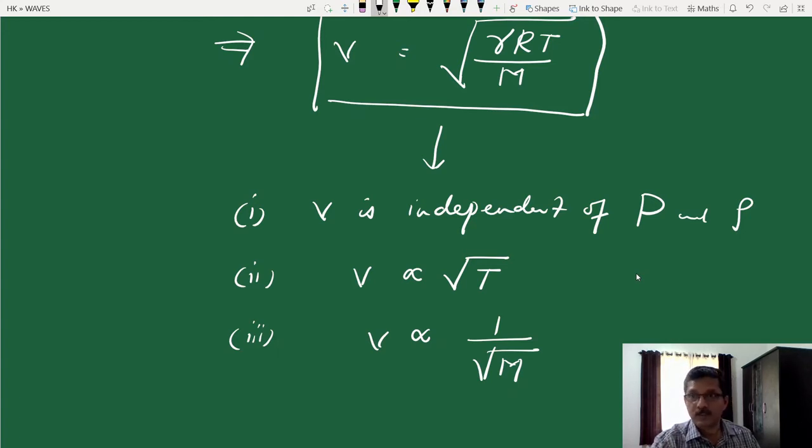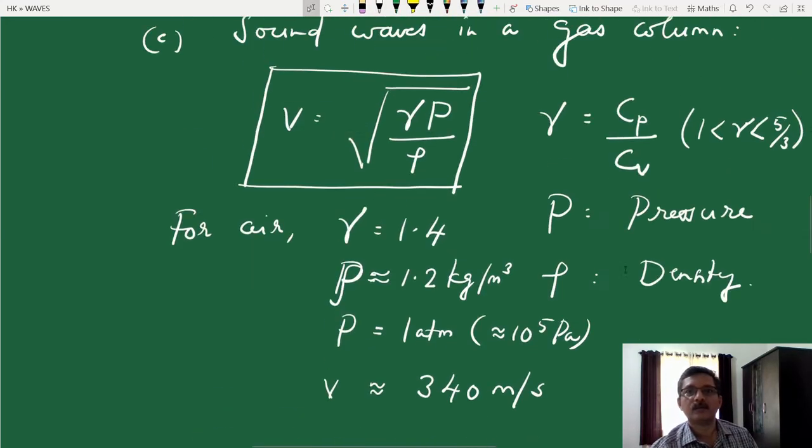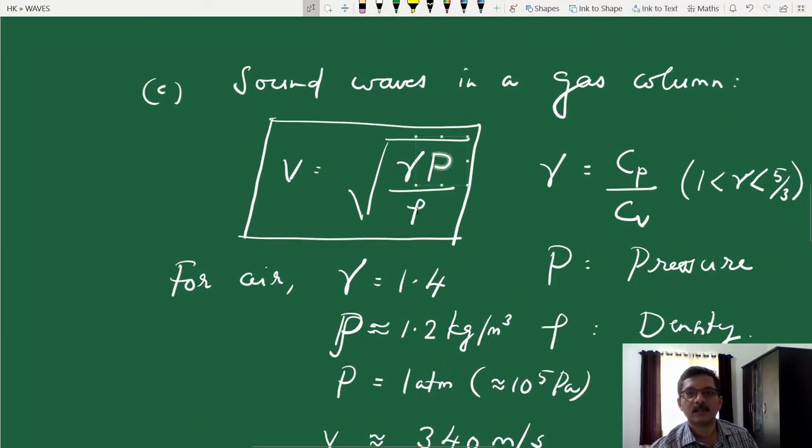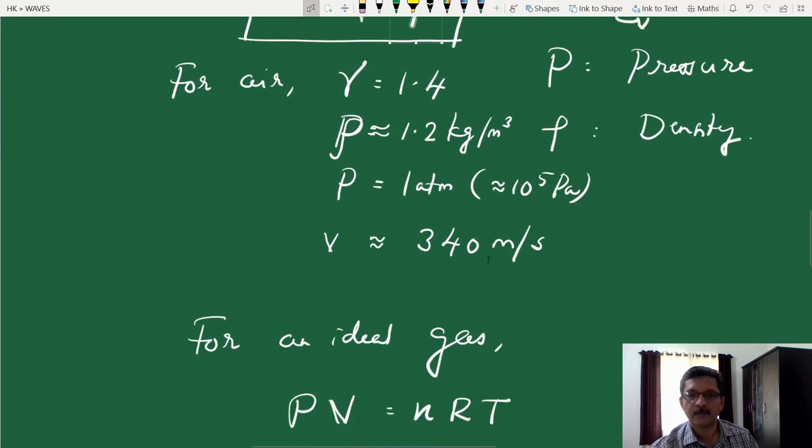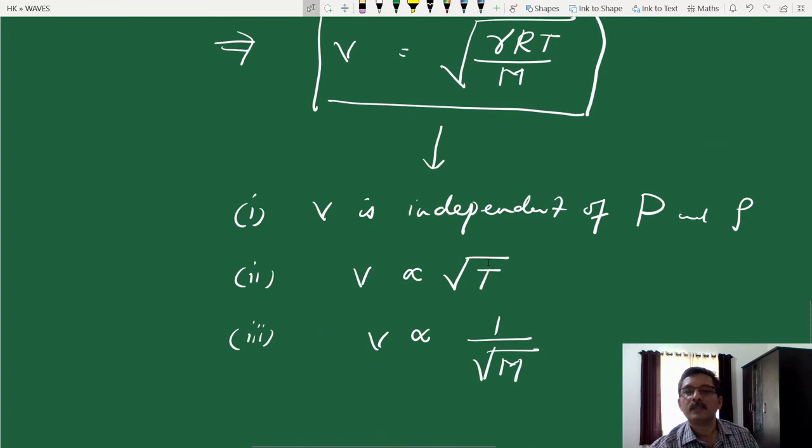It is independent of pressure and density. Even though pressure and density are there, it depends on the ratio. It is independent of each variable separately. So it depends on the square root of temperature, directly proportional to the square root of the temperature, and it is inversely proportional to the molecular mass.